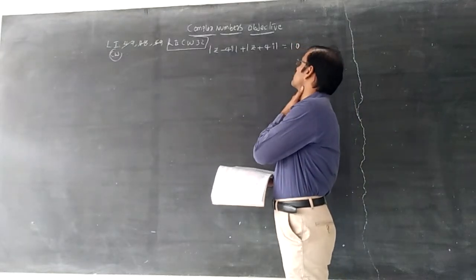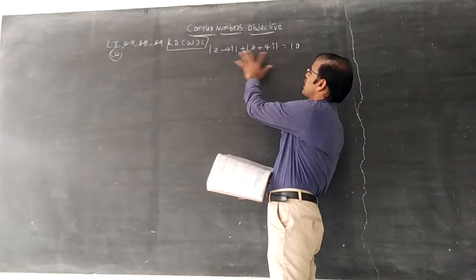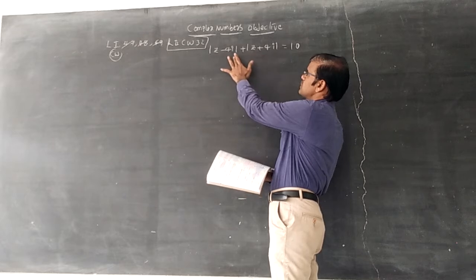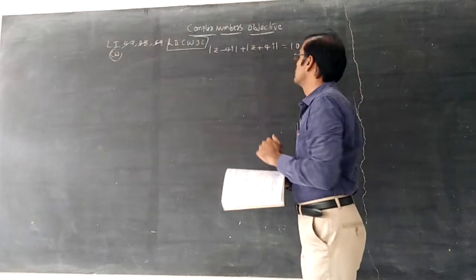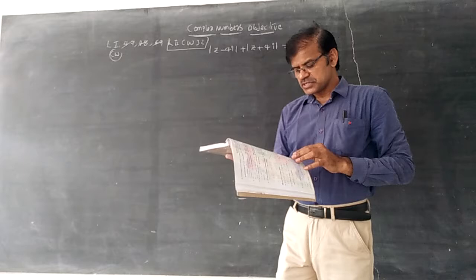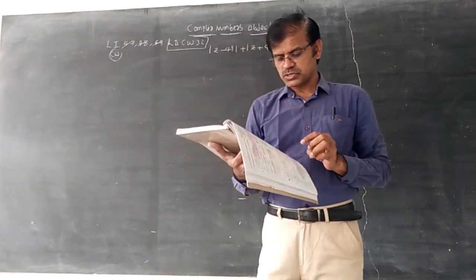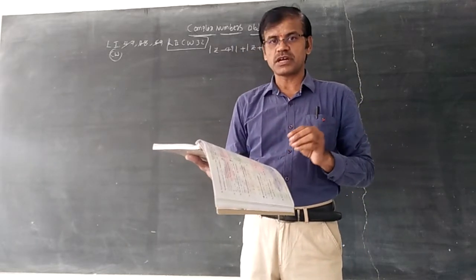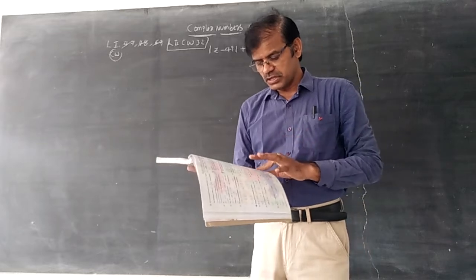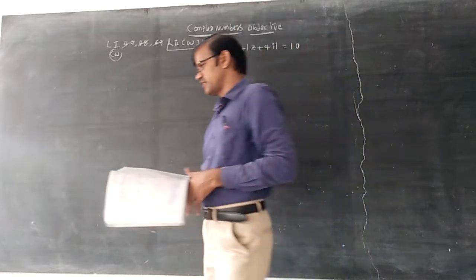PA plus PB is equal to K, when this K is greater than AB. So here A is equal to 4 and B is equal to minus 4. Then it represents an ellipse. The standard equation of an ellipse is x square by a square plus y square by b square equal to 1. So there is no third option. The third option is wrong.